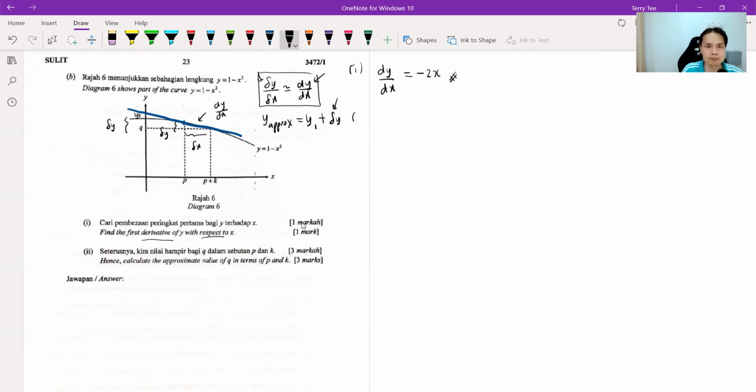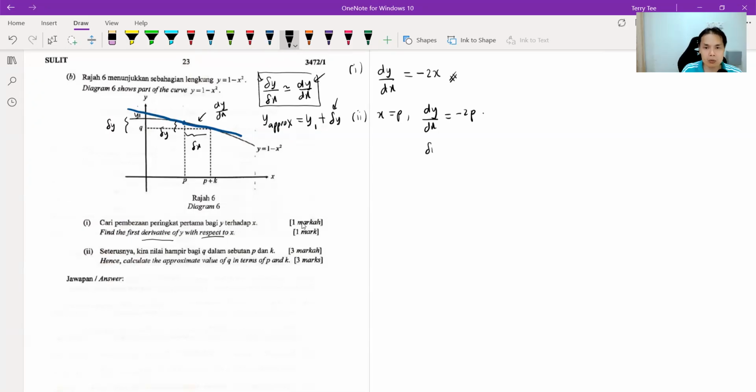Okay. So I need to now sub X with P. The problem with this question is that they put unknown. Most people are familiar with numbers. If I put a number inside, yeah, you can understand. Unknown is just a bit annoying because you just have to leave your answer in terms of P. So dy dx is your gradient at X equals P. In this case it is negative 2P.